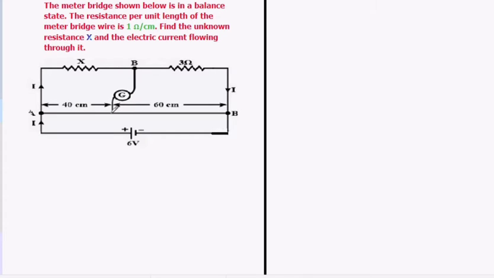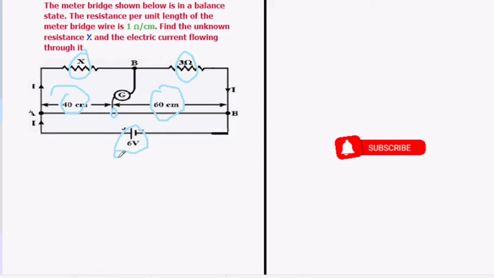Here, this is the unknown resistance X, and this is the point where it balances. The unknown resistance X is on the left hand side and the known resistance 3 ohm is on the right hand side. The balance point on the left hand side is 40 cm and the balance point on the right hand side is 60 cm. The EMF of the battery or cell is 6 volts.